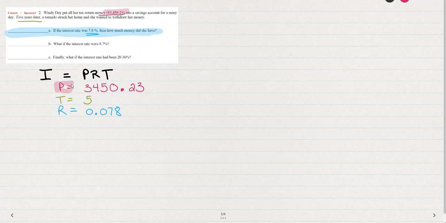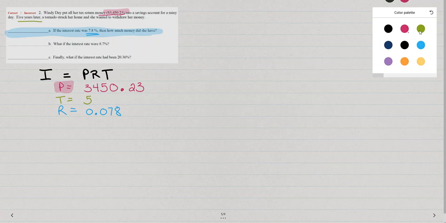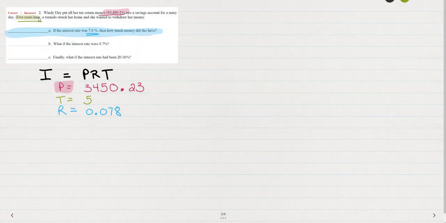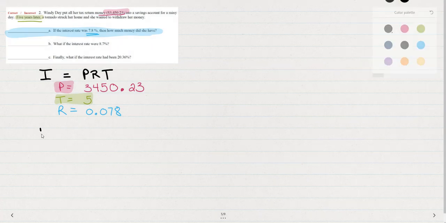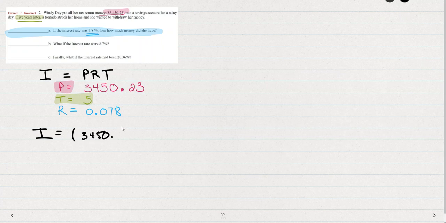In each of these questions, $3,450.23 is the principal. That's how much she's saving, how much she's depositing. And we can see that for all of the questions, it's 5 years later. So T is 5. And then what's going to change for A, B, and C is the interest rate. So let's start with this first example. We would simply put the principal, 3,450.23, times 5 years times this interest rate of 0.078.